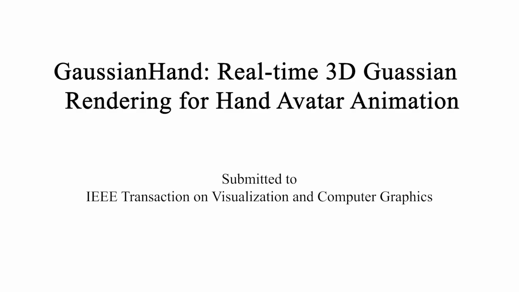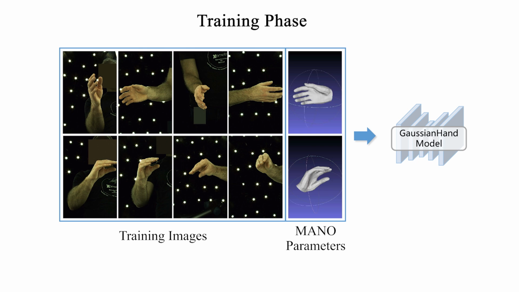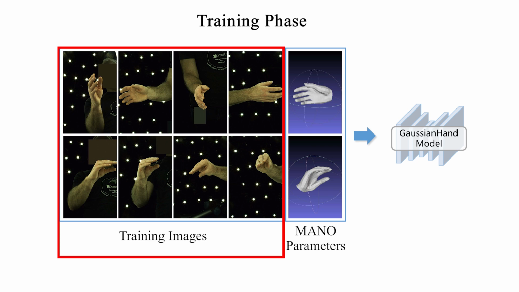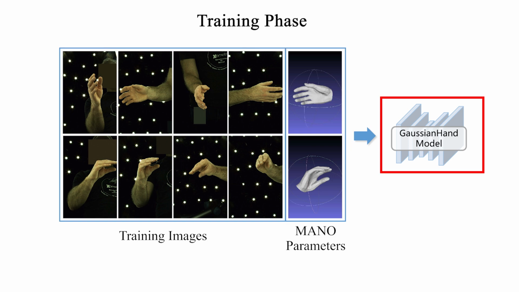GaussianHand, real-time 3D Gaussian rendering for hand avatar animation. In this paper, we propose GaussianHand, a real-time 3D Gaussian rendering method for hand avatar animation. In the training phase, our method takes a sequence of sparse view images of the user's moving hand and its corresponding roughly estimated nano-parameters as inputs to train the GaussianHand model.